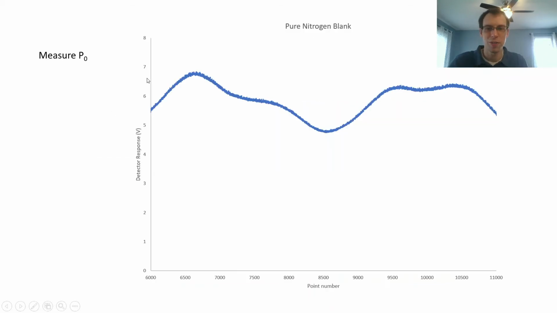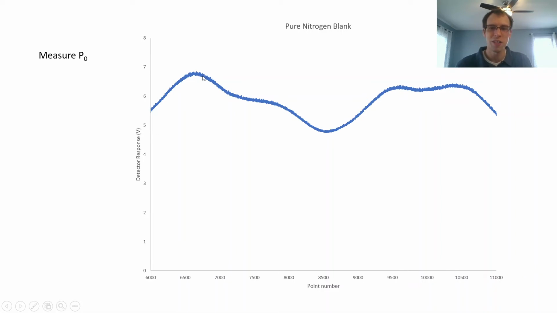So if we go to the next slide, this is what it looks like if we measure just pure nitrogen. So we get some amount of signal on our detector. Our detector is something that produces an electrical signal in proportion to the amount of light that goes on it. So this is not calibrated. This is just some data from a few years back.